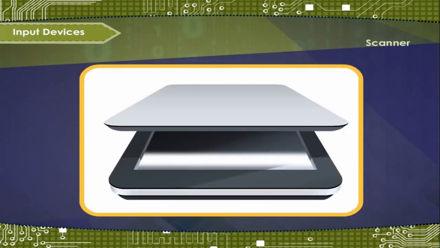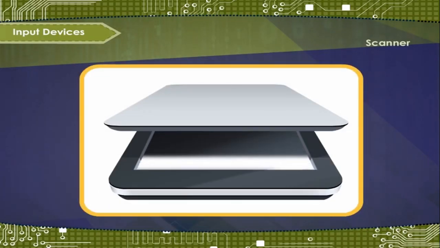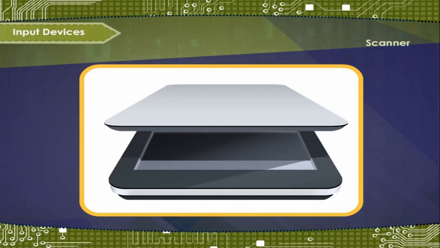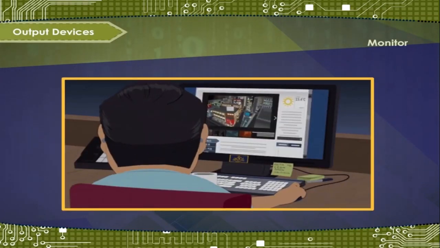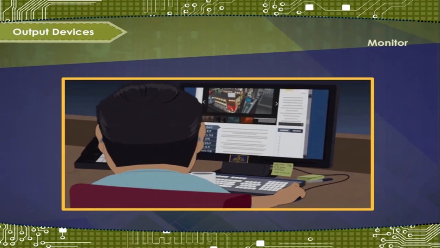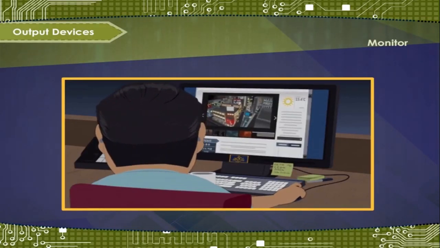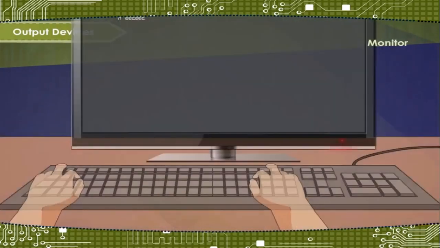Scanner. Scanner is an input device. It scans images and text and sends them to the computer. A scanner works just like a photocopy machine. Output devices. Monitor. It is the screen of the computer. It displays the data that we input and the result or the processed output.